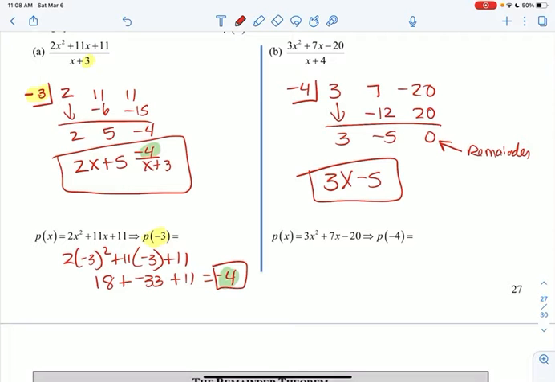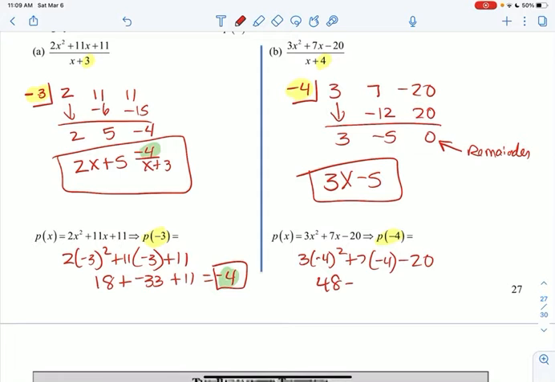Well, if I don't have a remainder, when I evaluate p of negative 4, which again comes from that, let's see what happens. So 3 times negative 4 squared plus 7 times negative 4 minus 20. Well, negative 4 squared is 16, and 3 times 16 is 48.